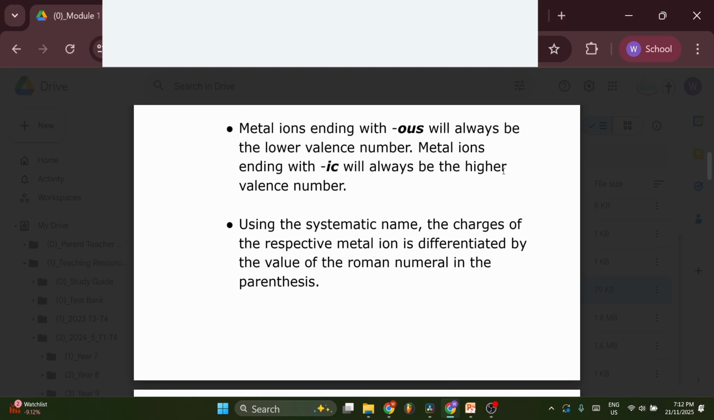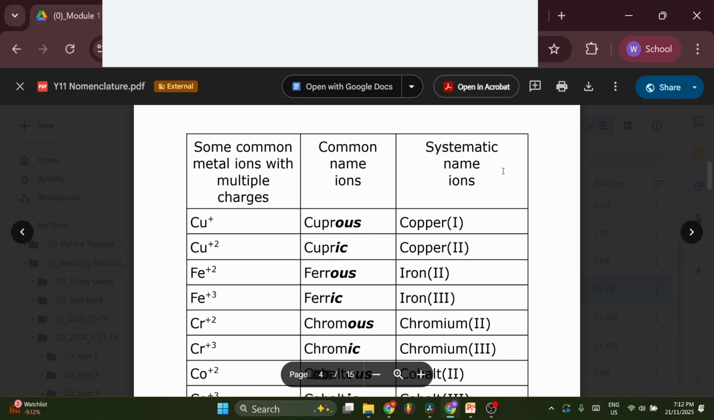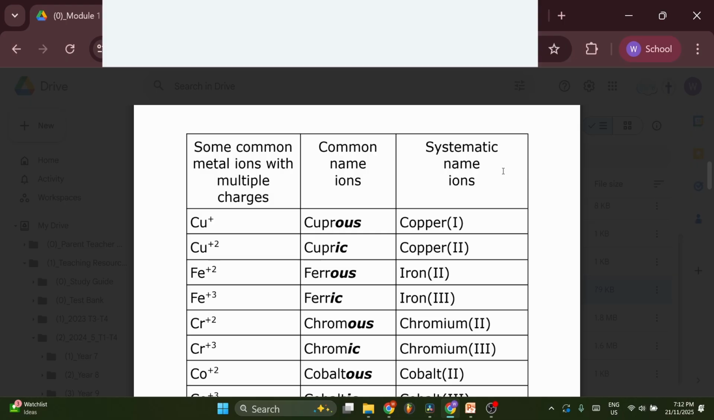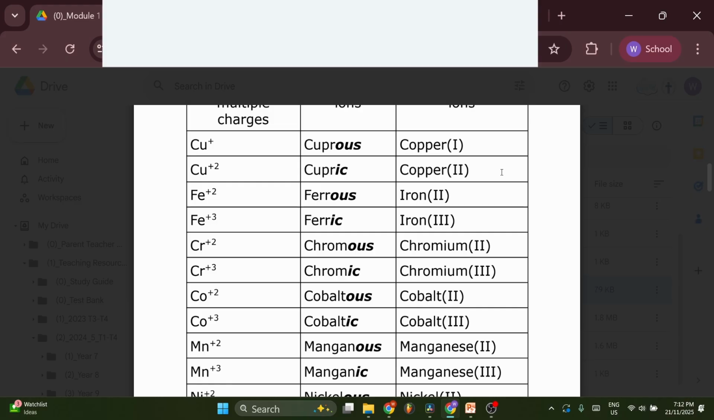Using the systematic name, the charges of the respective metal ion is differentiated by the value of the Roman numeral in the parentheses. For example, Cu+, the common name ion is cuprous. Systematic name is copper(I). Cu2+, cupric, copper(II). Fe2+, ferrous, iron(II). Fe3+, ferric, iron(III). Cr2+, chromous, chromium(II). Cr3+, chromic, chromium(III).